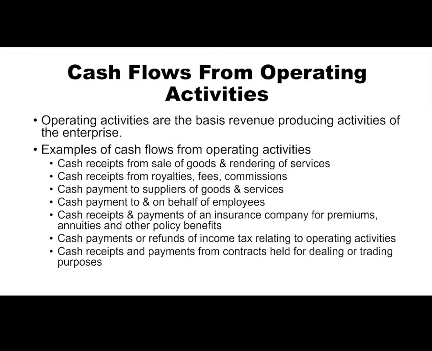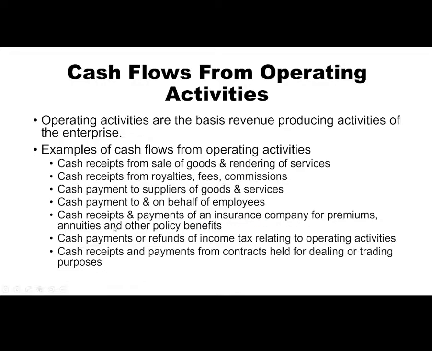So cash flows from operating activities. Operating activities are the basic revenue producing activities of the enterprise. We have various examples, but let's look at a few. We have cash receipts from sale of goods and rendering of services, cash receipts from fees and commissions, cash payments to suppliers of goods and services, cash payments to and on behalf of employees. We also have cash receipts and payments of an insurance company for premiums.